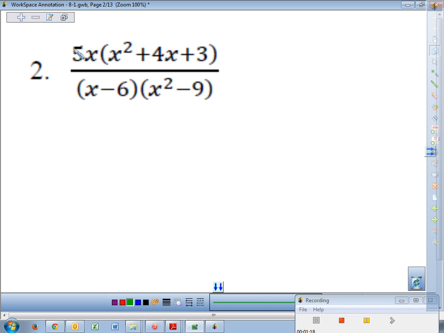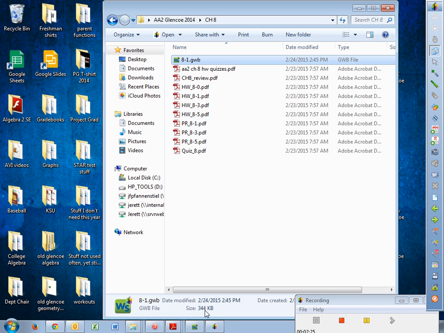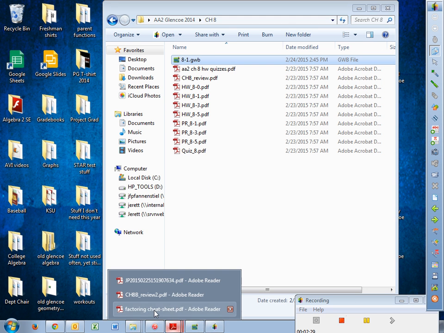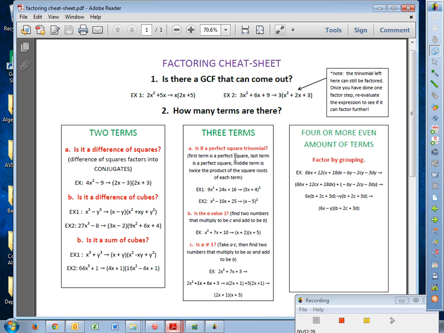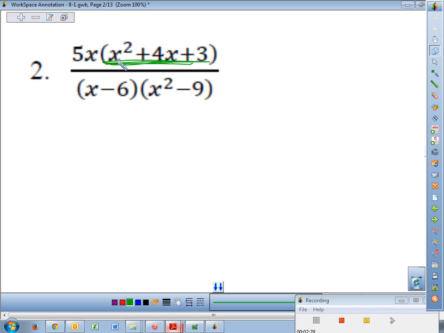Top guy, do you see how we have this trinomial right here? Correct? It is a quadratic. I would like to see if that can factor. So let's go through the old factoring cheat sheet for a second. Aren't there 3 terms on that puppy? Right? Is it a perfect square trinomial? Is that guy in the parentheses a perfect square trinomial? Is the first guy a perfect square? Yes. Is the last guy a perfect square? Nope. So it's not a perfect square trinomial.